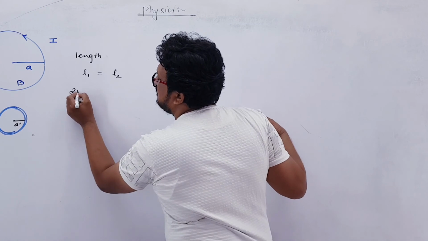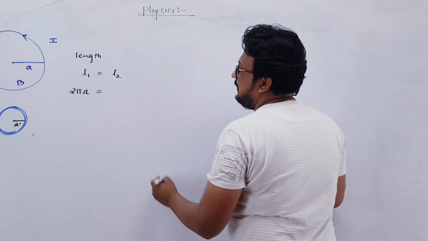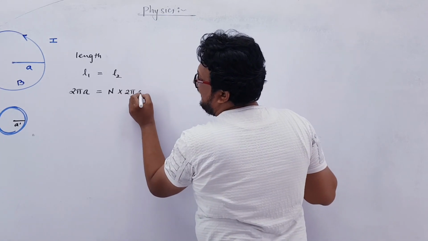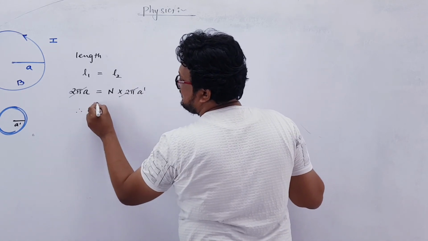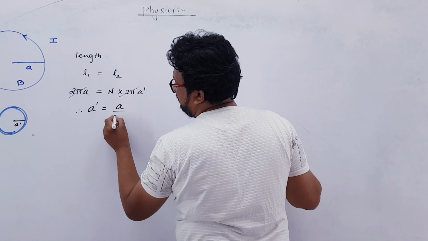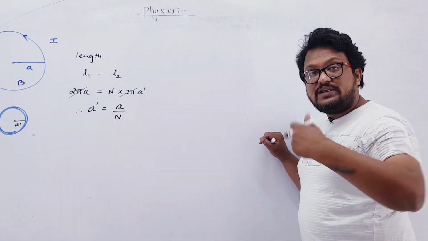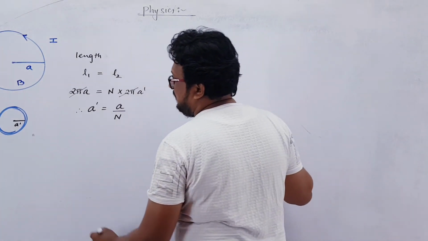So length of a circle is 2 pi A, 2 pi r is the circumference, that is the length. And here there are n number of turns. So n into 2 pi A dash. So here 2 pi will get cancelled out. So A dash, the new radius, will be A by n. So if there are 2 turns, radius will become half. If there are 3 turns, radius will become 1/3 and so on. So A dash will be equal to A by n.